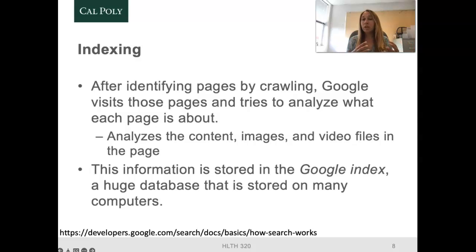So the information that is found by the crawlers is then stored in the Google Index, which is basically this huge database that is stored on many computers that stores information about all of those individual pages and the content on those pages to understand what those are about.